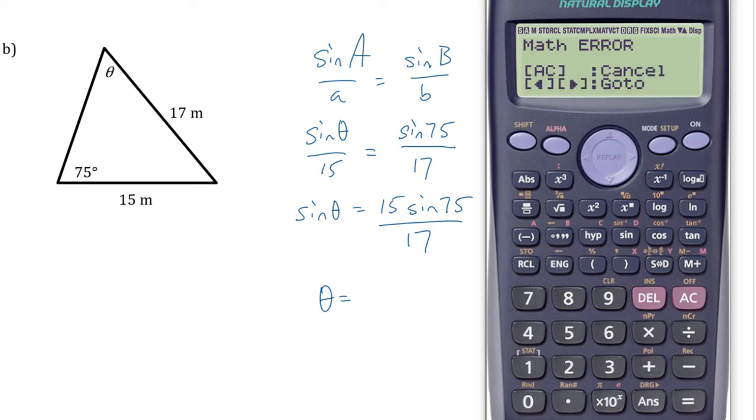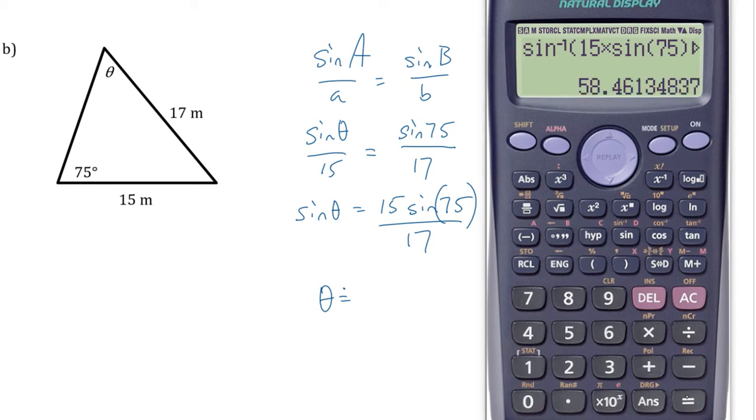Watch this. Error. What happened? Okay, I forgot one little bracket. Shift sine 15 times sine 75, close bracket, because I'm only doing sine of 75 divided by 17 equals 58 degrees. Okay, that time it worked, other time error because of brackets.